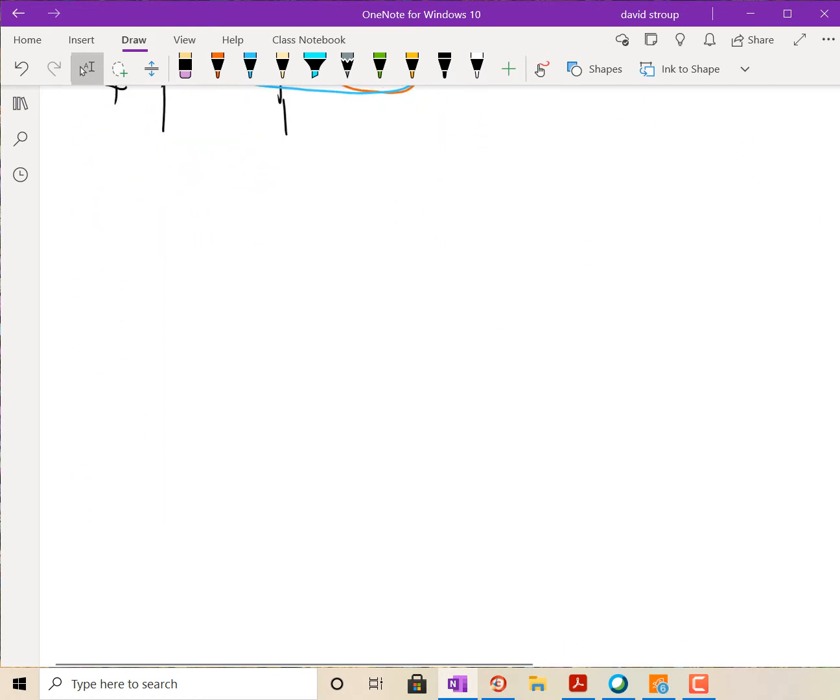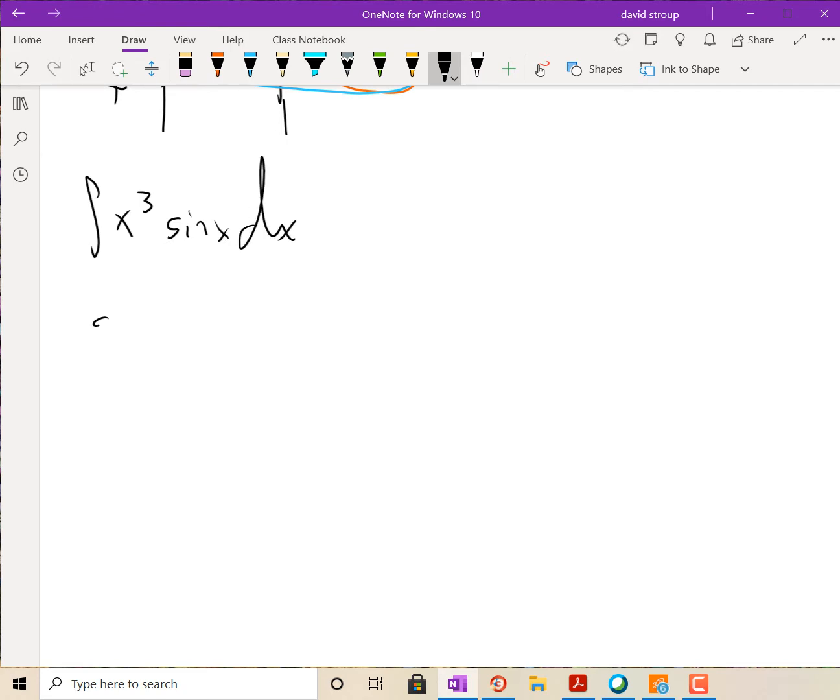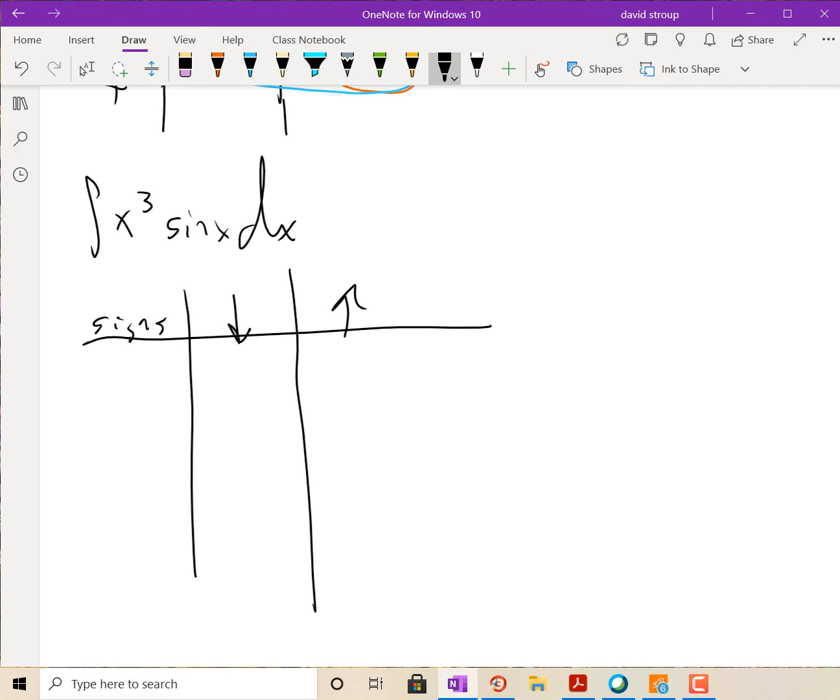So let's try another one. Let's try one that doesn't have a bunch of work in it. So x cubed sine x dx. Here I go with the signs, and then derivatives, integrals. LIATE says we do algebraic before trig. This one looks like it's going to be another long one, huh? So I have algebraic before trig.